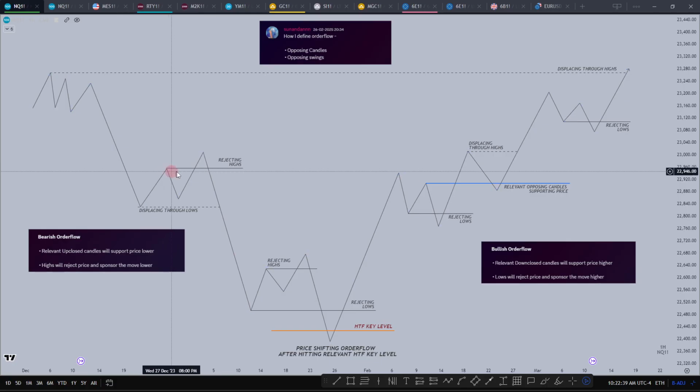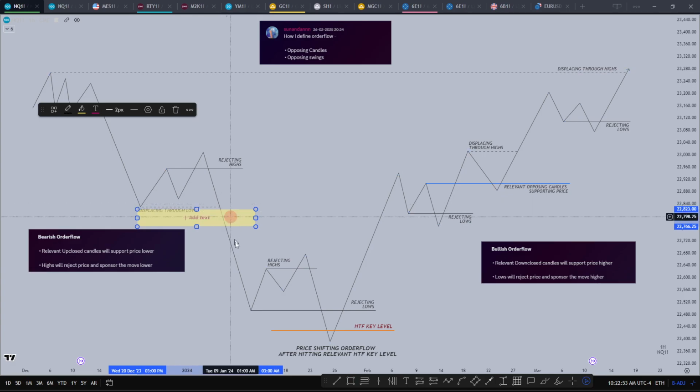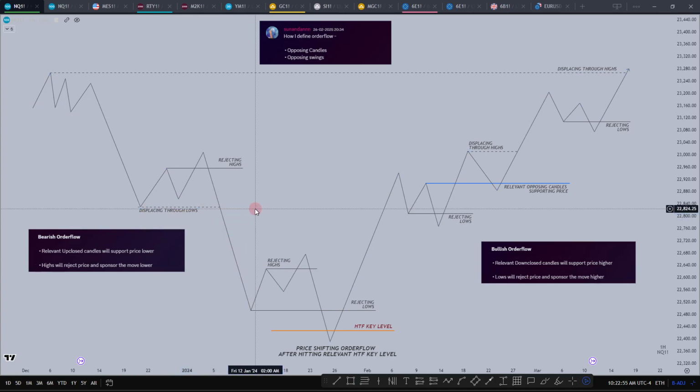This is rejection, right? Price tagging here, immediately rejecting off of it. This high makes price go lower, right? But this low doesn't reject price higher, right? Price displaces through it. So displacing through lows and rejecting highs is bearish order flow. Price respects the up close candle in bearish order flow. Vice versa, bullish order flow.